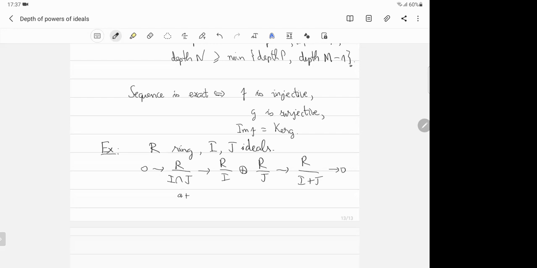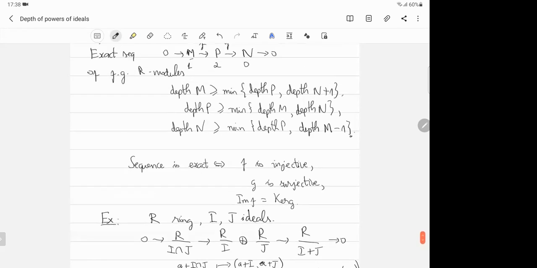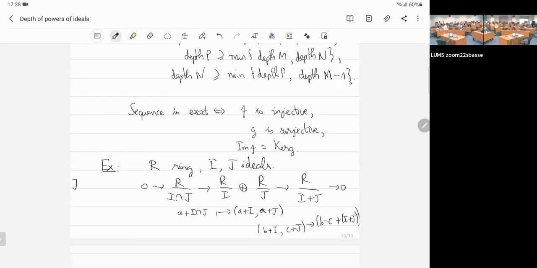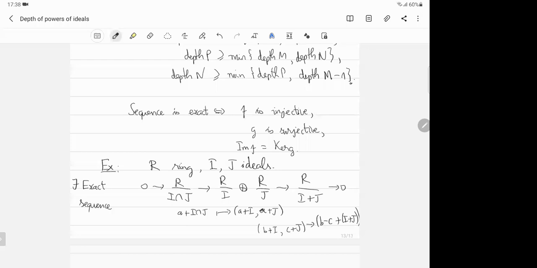sends the equivalence class of a to the equivalence class of a and minus the equivalence class of a, and the second map sends the equivalence class of b and the equivalence class of c to the equivalence class of b minus c. So this is always true. If you apply it to this situation, you get this exact sequence. I was just thinking about whether I and J need to be co-maximal or not. In any case, I think it works for every ideal.